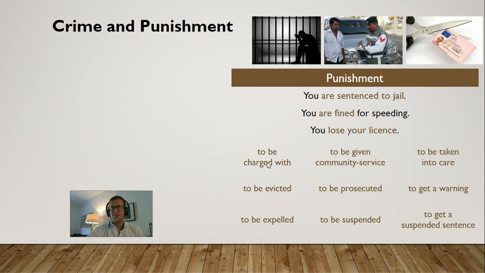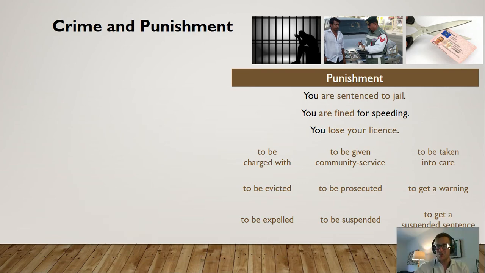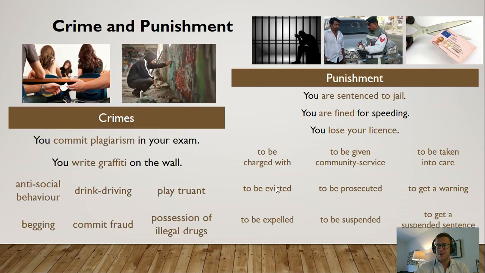Other punishments: be charged with something, be evicted, be expelled, be given community service, be prosecuted, be suspended, be taken into care, get a warning, probably the best of the punishments here, and get a suspended sentence. So make sure, again, you read about these and learn how to use the ones you might want to talk about. So here we have crime and here we have punishment.